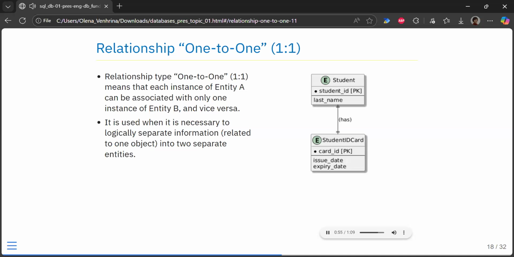Or perhaps we need the main student information constantly and card data extremely rarely, and we don't want to burden the main table. As you see in crow's foot notation, this relationship is marked by 2 vertical dashes on both ends of the line.